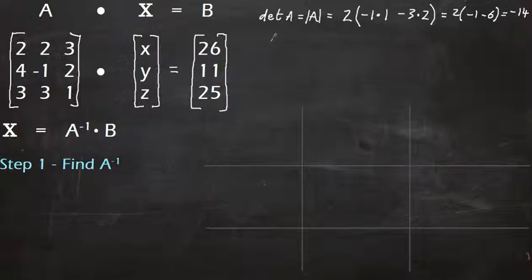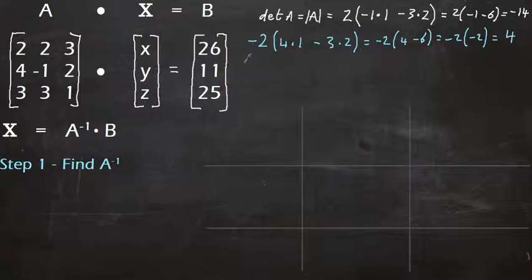The second number of the determinant would be 2 times the mini determinant of what's left, but because every other element needs to have its sign inverted, it's going to be minus 2 lots of 4 times 1 take away 3 times 2, which is equal to minus 2 lots of 4 take away 6, which is equal to minus 2 lots of minus 2, which is equal to 4.